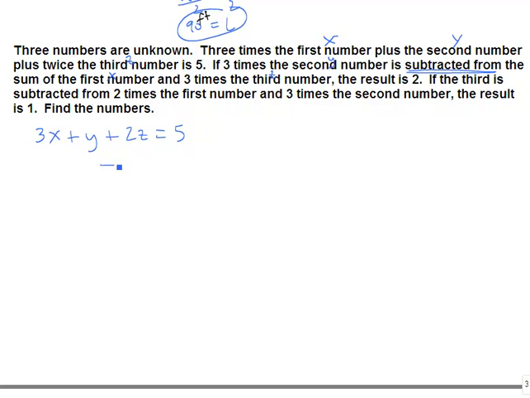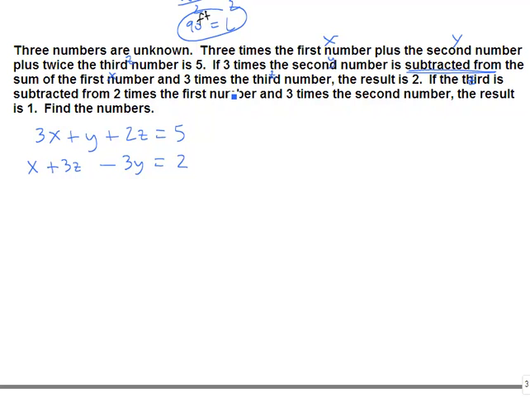So we're going to put our minus sign down, and 3y should come after the minus sign so that it's getting subtracted away from our stuff. And what stuff are we subtracting it from? We're subtracting it from a sum, the sum of the first number and 3 times the third. So we're subtracting from x plus 3z, minus 3y, and the result is 2. So that one's a little bit harder to do. That's our second equation.